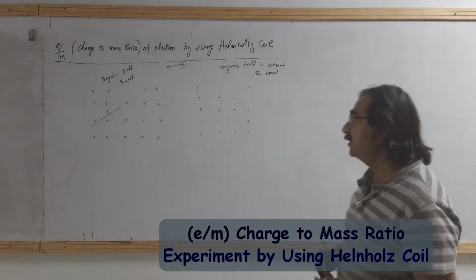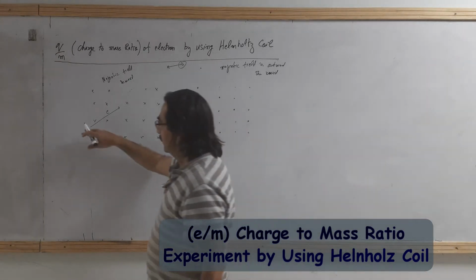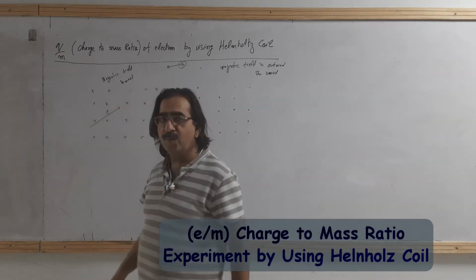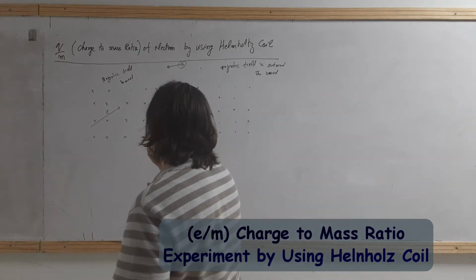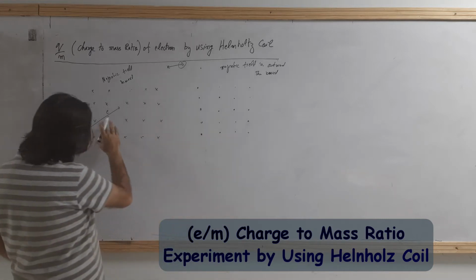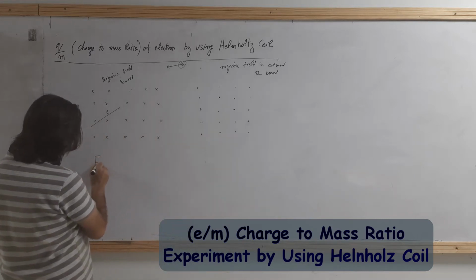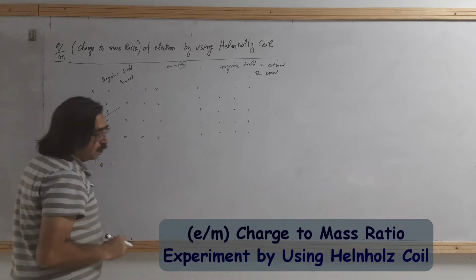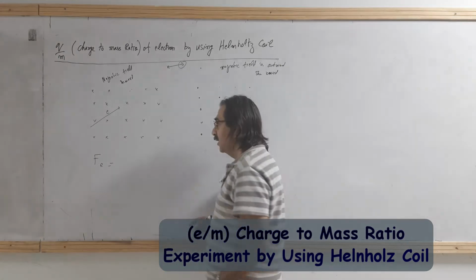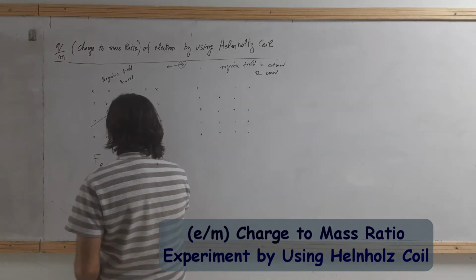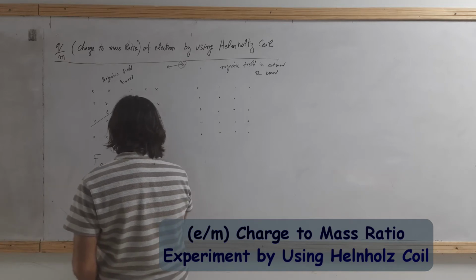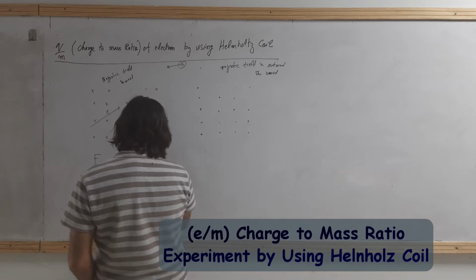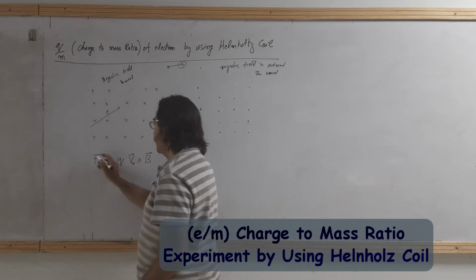In both cases, when the charge or electron starts moving in a straight line and passes through this magnetic field perpendicular, or if it is making an angle, then it will experience a force. This electron will experience the force. Fe means the force on the electron, Q means charge, V means velocity of the electron, crossed with B, the magnetic field.